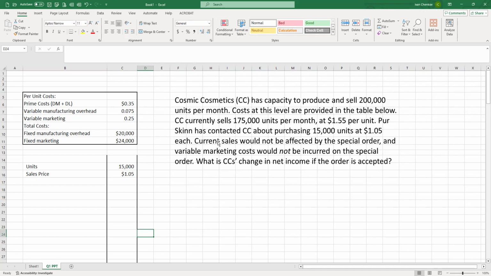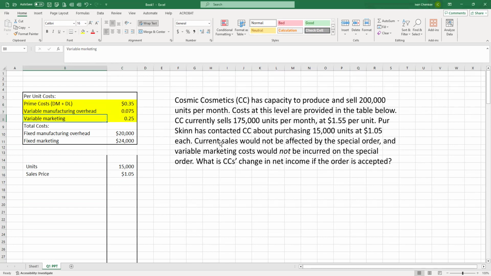The question is, do we have the capacity? Yes. We have 25,000 capacity, so 15,000 shouldn't be a problem. So since we have the capacity, how will my fixed cost be affected? Not affected at all. So which cost should I consider? Only the variable cost. Those are my variable costs. So now let's see which one of those costs I should consider.